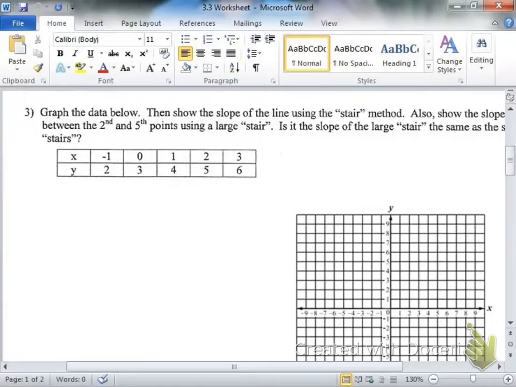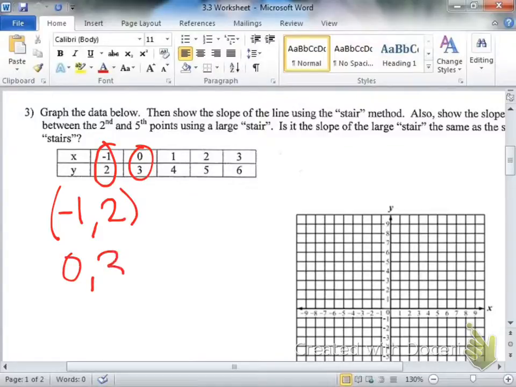Okay, so number 3, the directions make it look really long. Here's what we're going to do. We're going to graph it. We're going to find the slope using the graph. So remember, these are just ordered pairs. It's just another way to show the ordered pair -1, 2. This is still the ordered pair 0, 3. So again, just graph those like we learned to do on Tuesday. This is the x, this is the corresponding y.